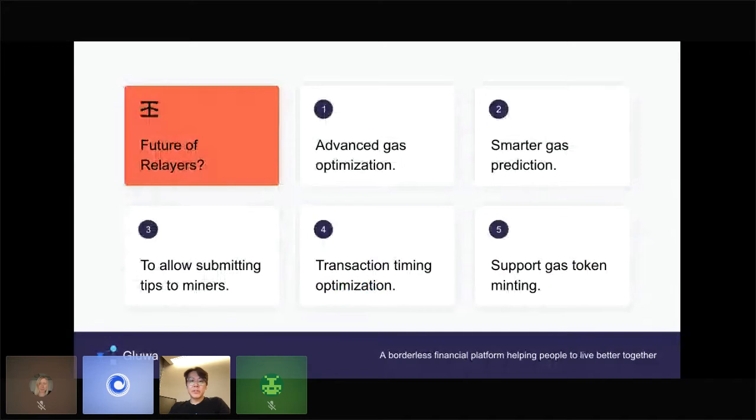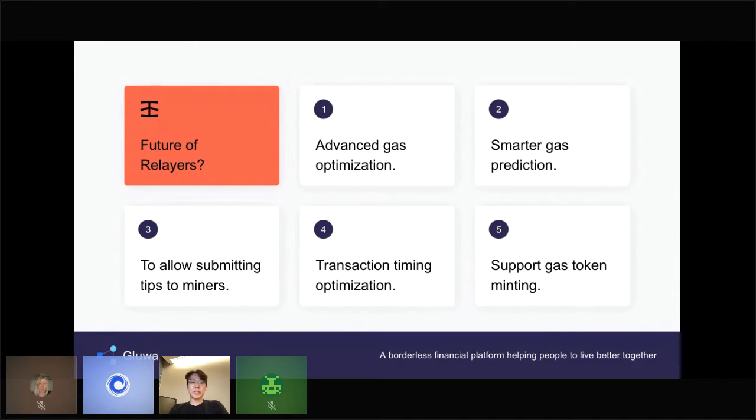In the long-term vision, Gluwa expects the next generation of relayer services should be able to provide the following services. First, advanced gas optimization. There are a couple more tricks we can use to save gas fees. For example, batching multiple transactions together to save gas fee even further.